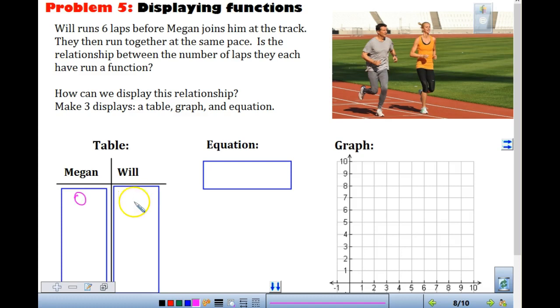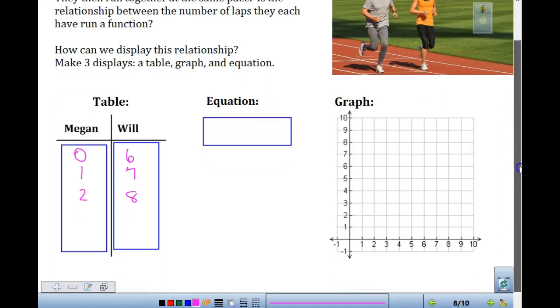She hasn't run anything yet. He has 6. Megan runs 1 lap, he runs 7. 2 laps to 8, right? So we could make this up to however many laps we wanted to keep going, right? 3 with 9. Okay.